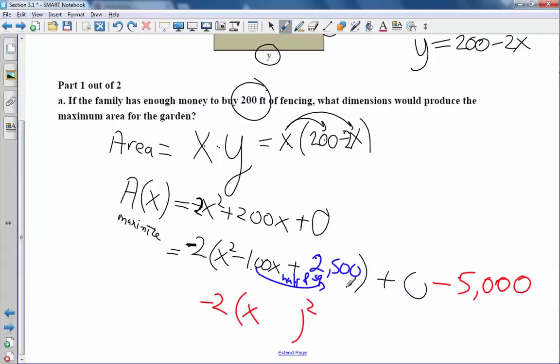Because when I add 2,500 here, the real effect I'm making is minus 2 times that quantity, which is minus 5,000 I'm putting into the equation. So I need to do the opposite of what I just did. I need to add here 5,000 this time to compensate what I destroyed in this part. Okay? Make sense?